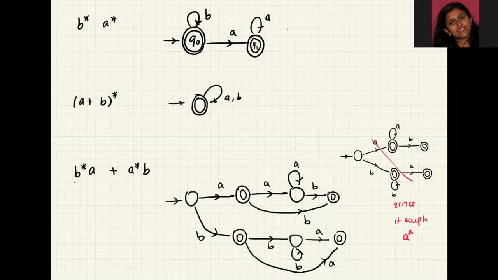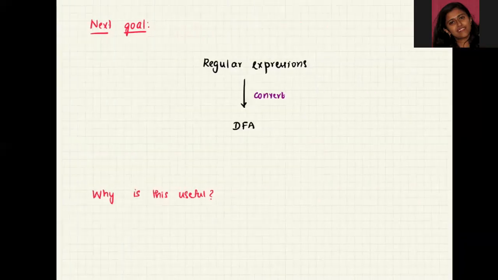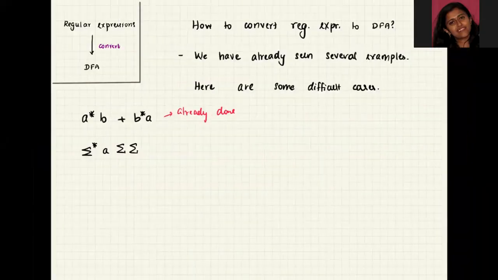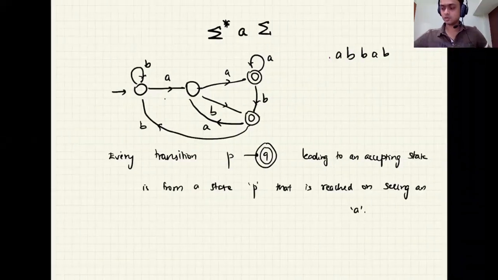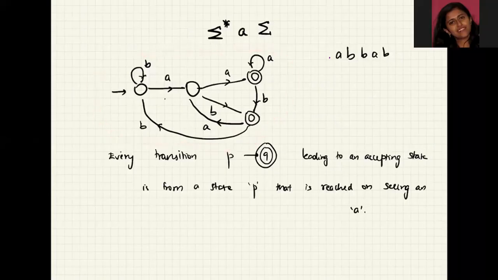Sir, can you please explain that sigma star A sigma DFA once more? This one, right? Yes, sigma star A sigma. Okay. So, sir, why is it going backwards? This one, I don't understand.